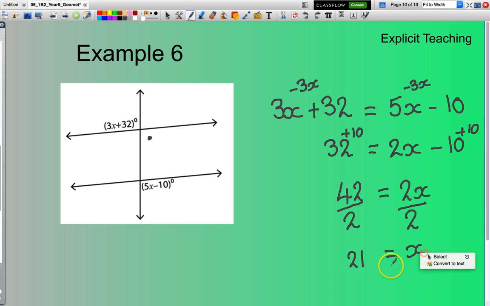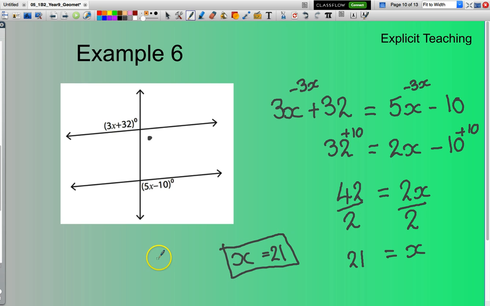So 21 equals x, or if you prefer, x equals 21. So there's my answer. So just having a bit of trouble with my pad there. So x has the value of 21. So 3 times 21 plus 32 equals 5 times 21, take away 10.